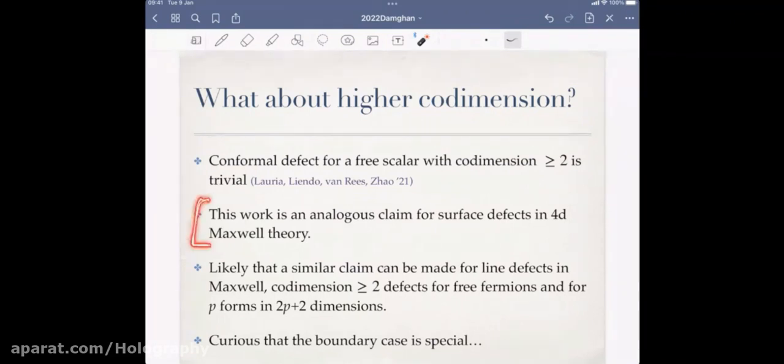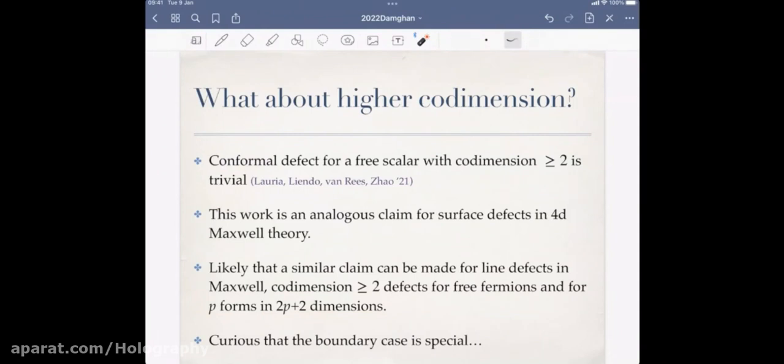This work is an analogous claim, and in a sense it's just a follow-up of this paper, which I admire, for the surface defects in 4D Maxwell theory. And then I think it's quite likely that you can make similar claims for other free systems, for example, for a line defect in Maxwell. If you had a Wilson line or 't Hooft line or something, it would have to be similarly trivial. I believe it's also true for free fermions in codimension greater than or equal to 2. And if you want to push on this Maxwell theory a bit, I guess you have to replace it with a p-form in 2p+2 dimensions. And you could prove that that's invariant also.